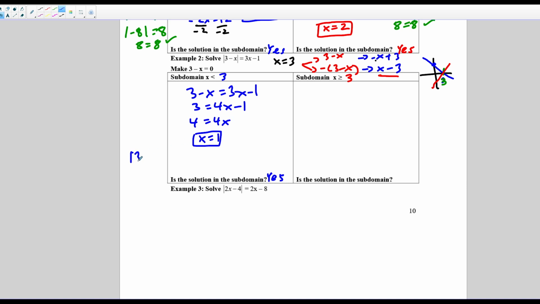And once again, we can always verify that graphically or algebraically. If we have the absolute value of 3 minus 1 is equal to 3 times 1 minus 1, this is going to give us the absolute value of 2 is equal to 2. So we can see that that is correct. The absolute value of 2 is 2. So that is correct.